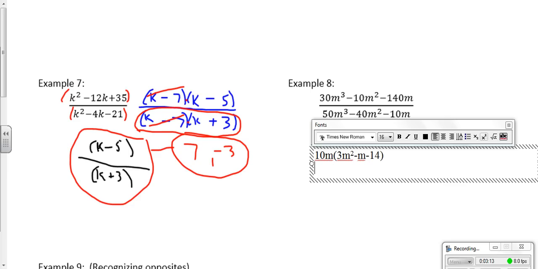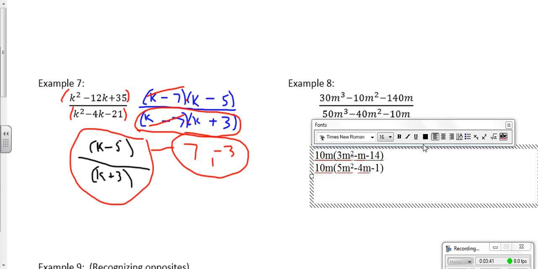Alright, so the bottom looks like I can take out a 10 again and an m, and that leaves me with 5m squared minus 4m minus 1. Divide that by 10m, so that should be 1. Now this is the fraction.